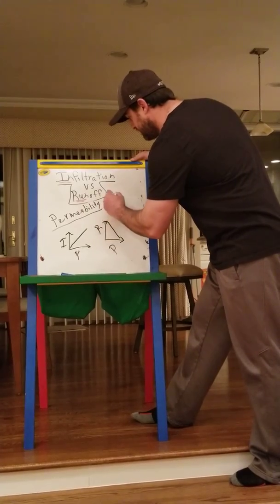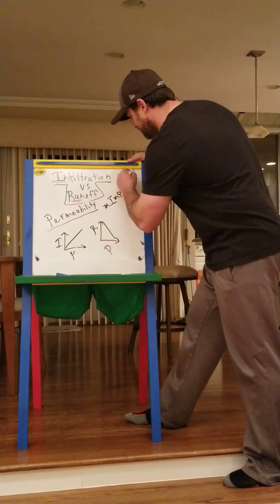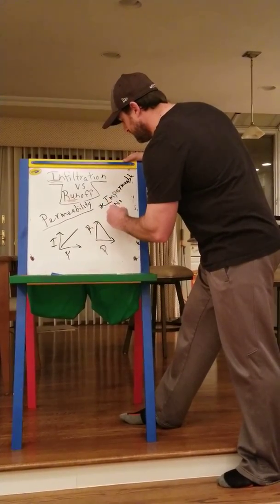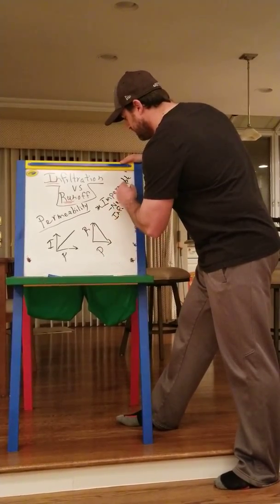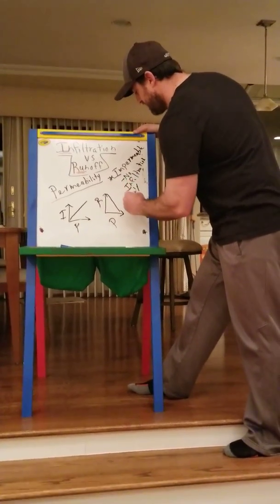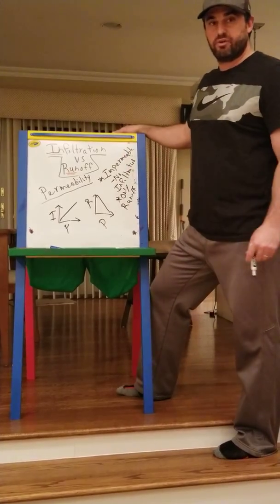And if the ground is impermeable, then none of it can infiltrate, and it will only run off. So impermeable means no infiltration, which means you can only have runoff. Sorry, wish I had a bigger board.